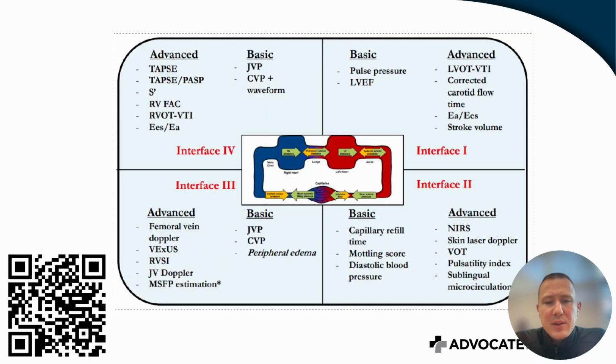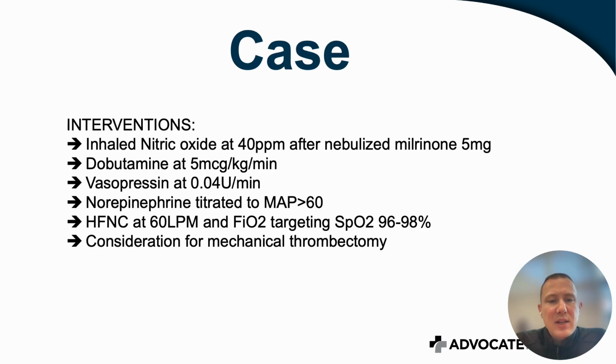So putting all that together, we thought that the most important dysfunction in this patient was actually interface number 4, his RV to pulmonic vasculature, and indeed his CAT scan revealed massive pulmonary embolism. So we started nitric oxide at 40 parts per million, also administered nebulized milrinone 5 milligrams. Dobutamine was started for RV support. Vasopressin was used for its preferential systemic vasoconstriction and not really affecting pulmonary vasculature in a major way.